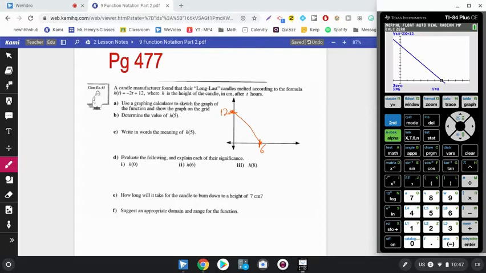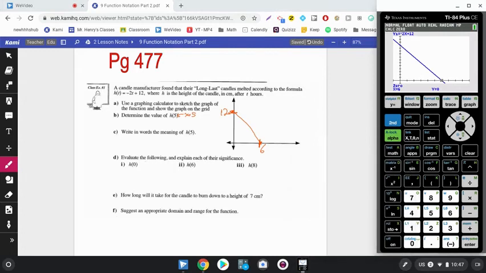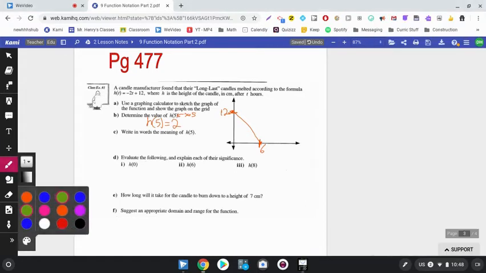Great. Determine the value of h of 5. Well, what that means is an x value of 5. Right? I'm inputting 5. I can do that. Second calc, value, x equals 5. It's t, right? The actual function notation on my paper is t, but my calculator only deals with x's. And there it is. h of 5 equals 2. And I could actually plot that on my graph. That is the point (5, 2).